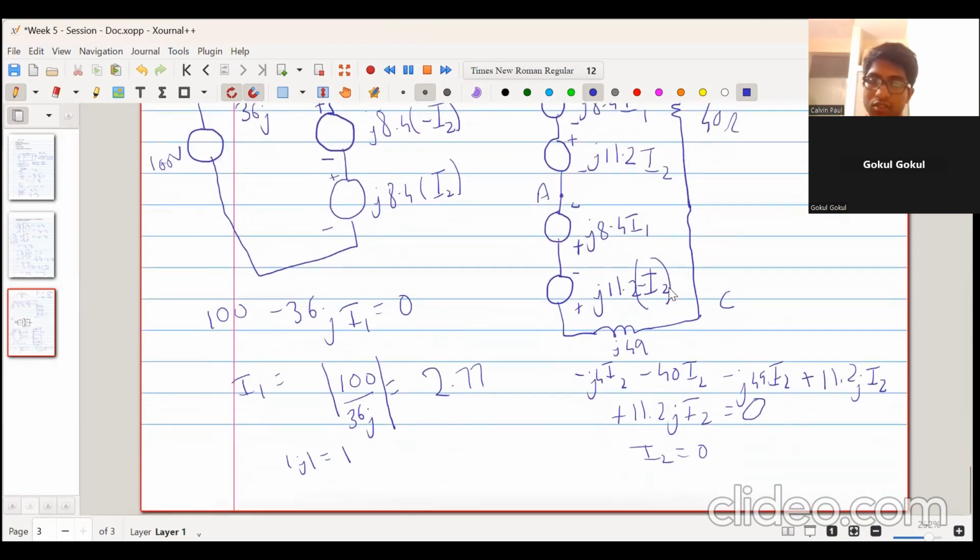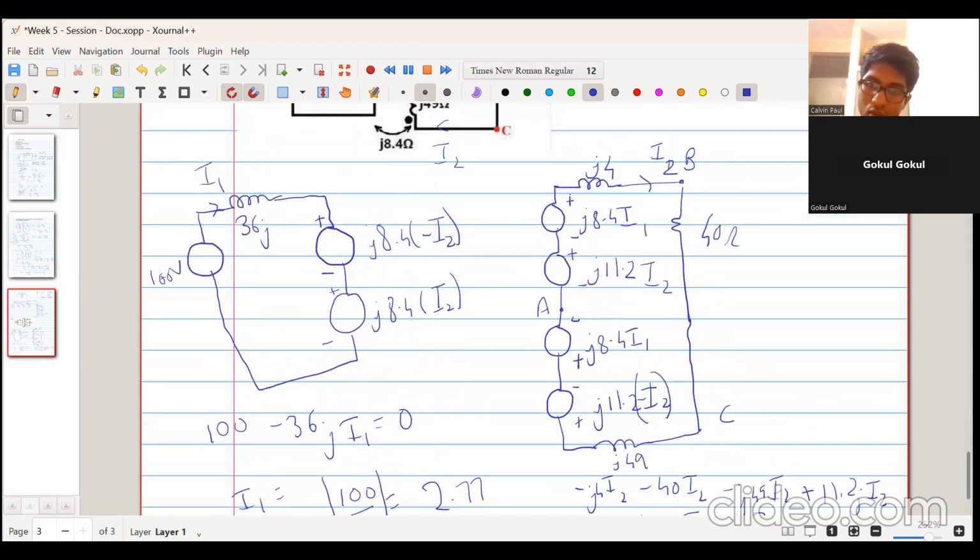I'll just write it down so it is not confusing. We want to find the voltage between A and B. So VAB, we are going like this, plus 11.2 JI2 plus 8.4 JI1, and because it's an impedance, minus J4I2 is equal to 0. Now I2 is 0, so these terms become 0. So VAB is actually equal to minus 8.4 JI1. What is I1, which you calculated?